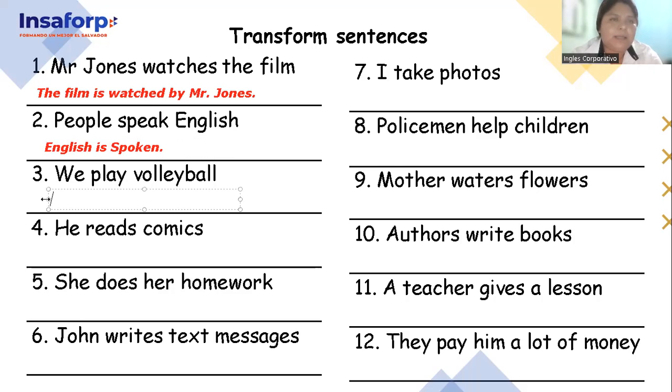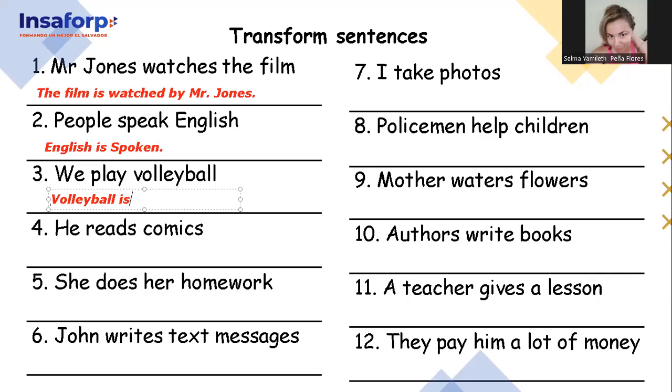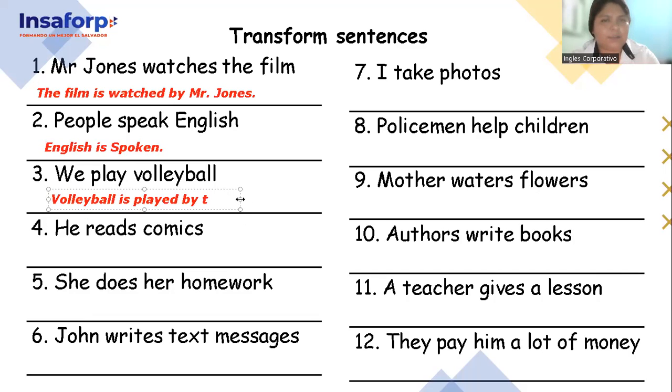We play volleyball. I help you. Okay, volleyball. Verb to be, simple present. Is played by them. Are you sure? By us. Okay, volleyball is played by us.